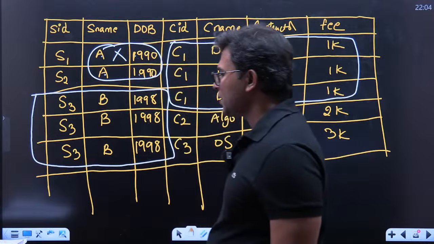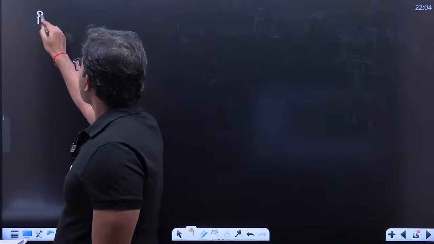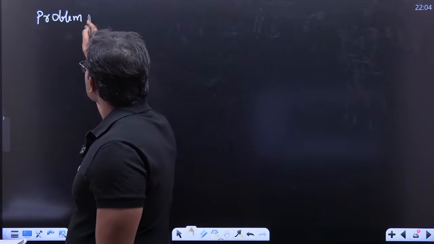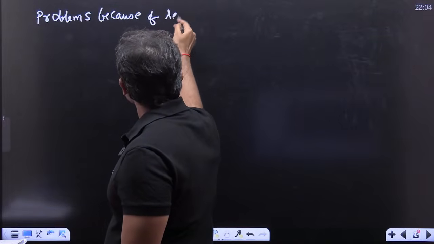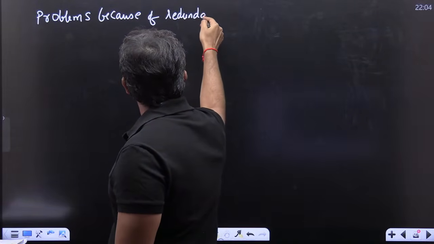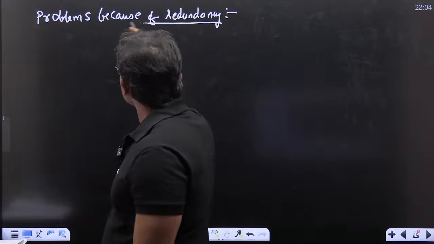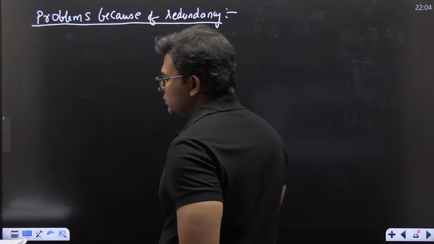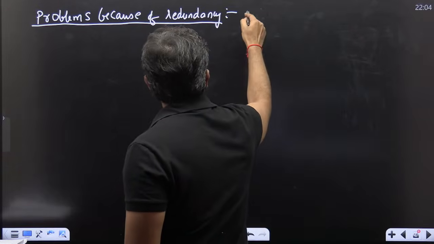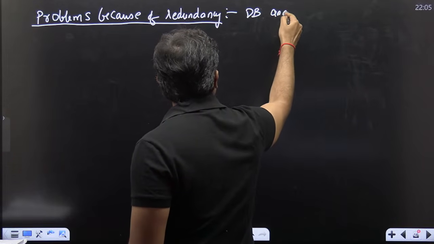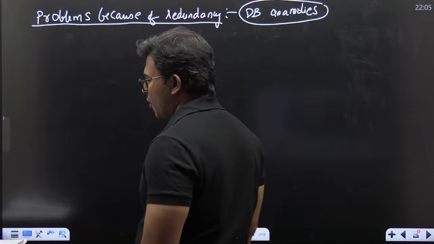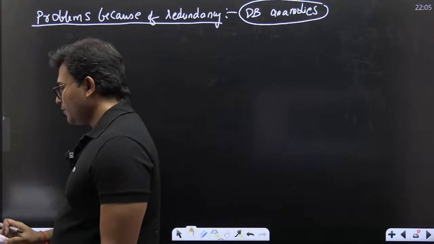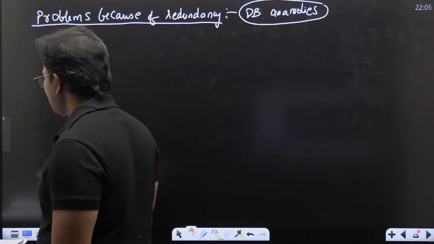Now, what are the problems that come because of redundancy? These are also called database anomalies. So what are the various anomalies we have? Insertion anomaly.